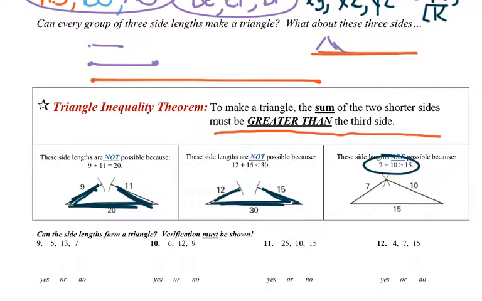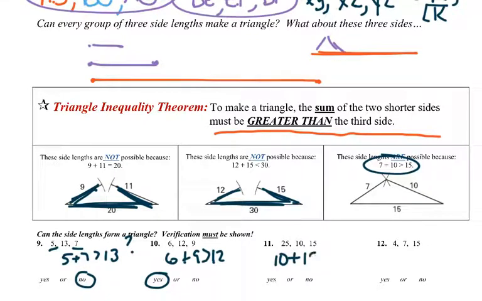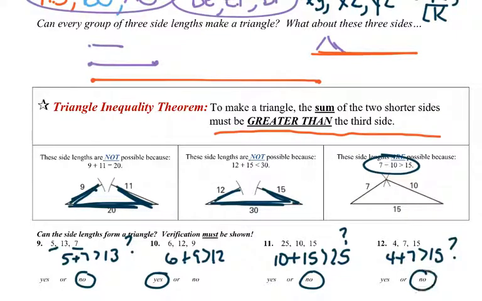So what we're going to do is check the two small numbers and see if they add up to be bigger than the last number. Is 5 plus 7 bigger than 13? No, it's not, because 5 plus 7 is 12, and 12 is not bigger than 13. Is 6 plus 9 bigger than 12? Yes, it is, because 15 is bigger than 12. Now, it can't be equal. Is 10 plus 15 bigger than 25? That's a tricky one, because people are like, well, it's equal to 25. It's not bigger than 25, so that's a no. And is 4 plus 7 bigger than 15? No. So in order to make a triangle, the two little sides have to add up to be bigger than the third side.